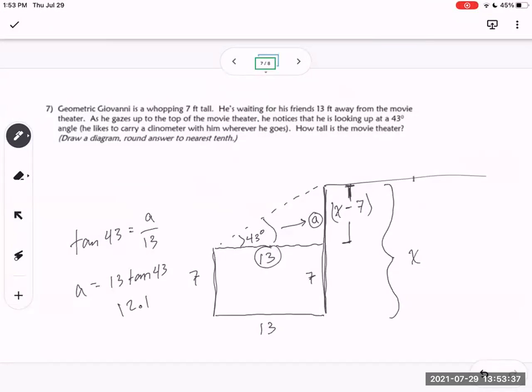Yeah, even I did that, but I wasn't sure if you should add 7 or not. I just wanted to make sure I did it the right way. Yeah, then you add 7. So A is 12.1. So add 7. It's 12.1 plus 7. So it's 19.1. Yep. Is that what the answer key says? Yes. Yep. That's it.